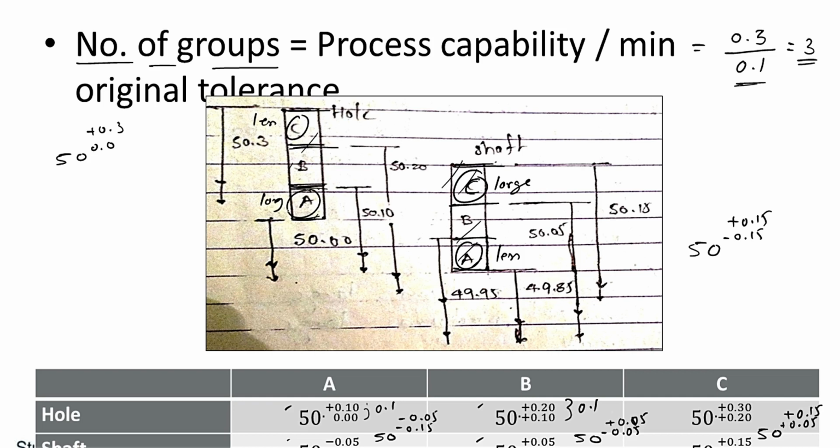So if there are many holes in group A, that will not be ideal, because we will not find an appropriate group shaft to get assembled. In that case, this is the difficulty that we may face. A second difficulty we may face is when the parts get assembled in group A hole and group A shaft, and those parts go to the field and they fail.